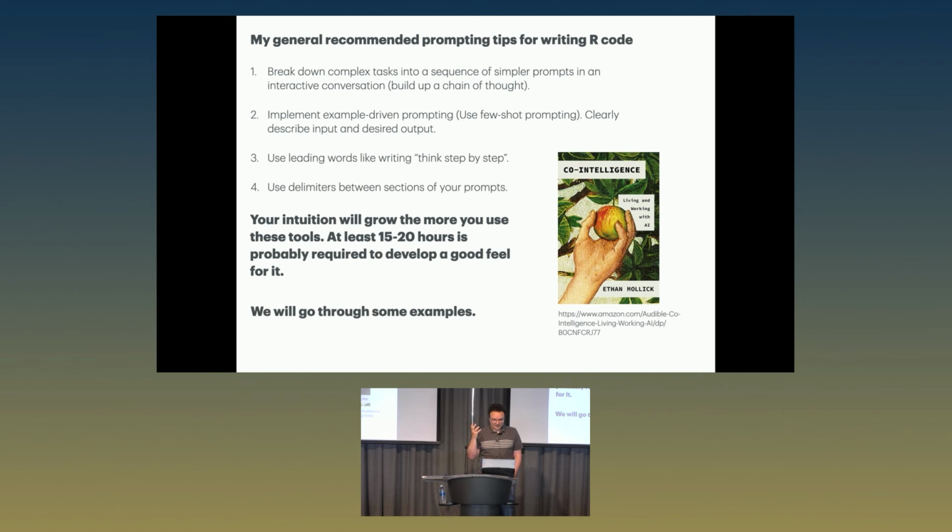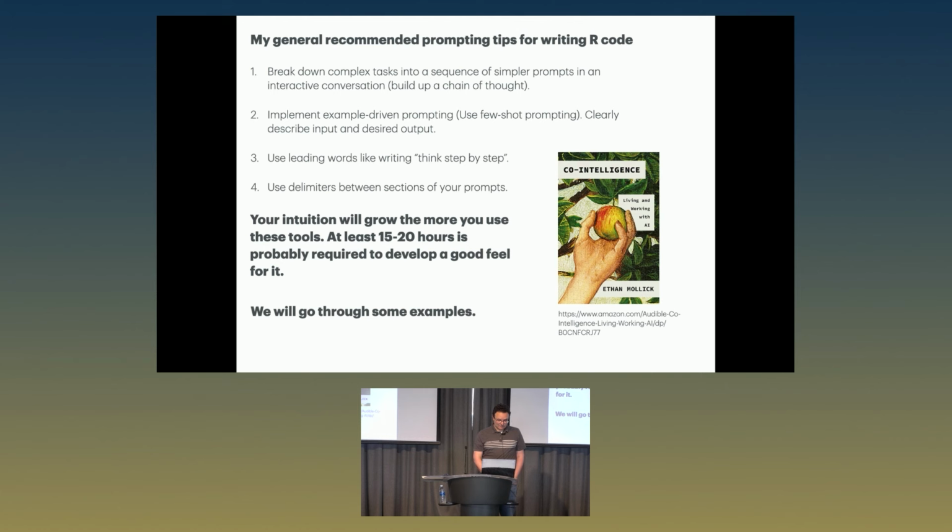He also uses some nice metaphors to explain how he thinks we should be using these models, how we should be thinking about them, and how it's going to change the way we work. But for prompting, and I think this is useful for most tasks, but for code specifically, number one thing: break down complex tasks into a sequence of simpler steps. That's really one of the most important things.